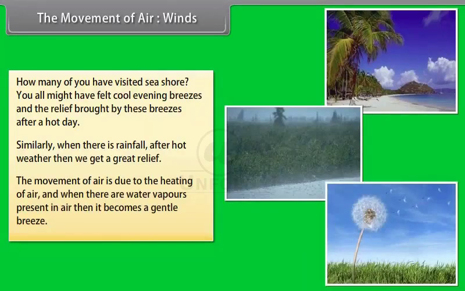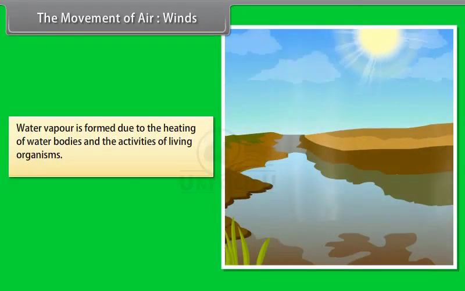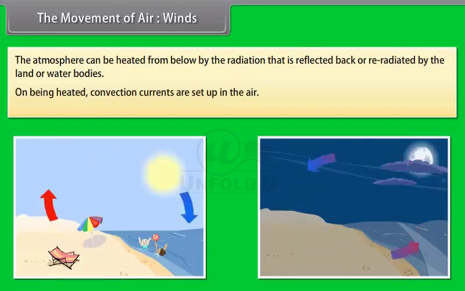The movement of air is due to the heating of air, and when there are water vapors present in the air, then it becomes a gentle breeze. Water vapor is formed due to the heating of water bodies and the activities of living organisms. The atmosphere can be heated from below by the radiation that is reflected back or re-radiated by the land or water bodies. On being heated, convection currents are set up in the air.